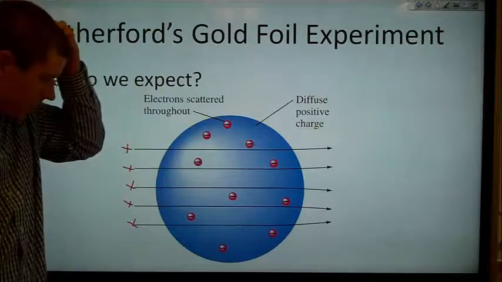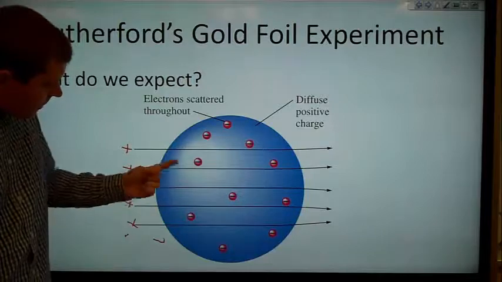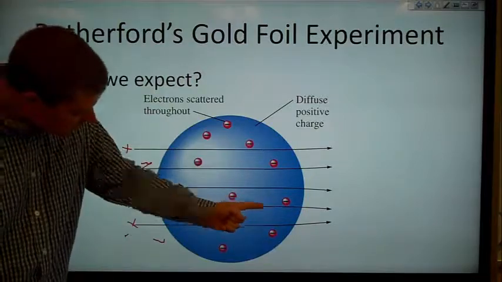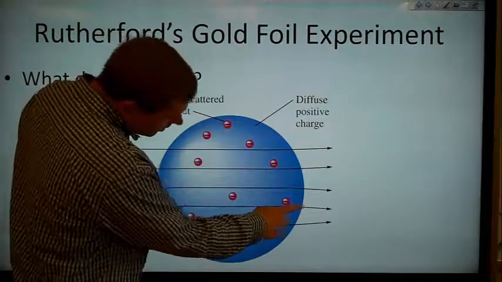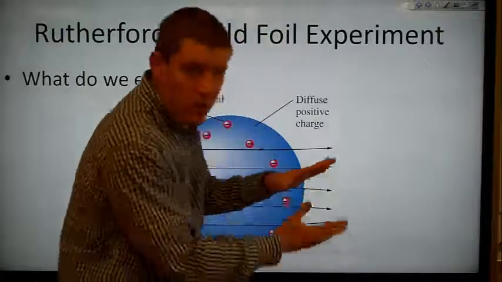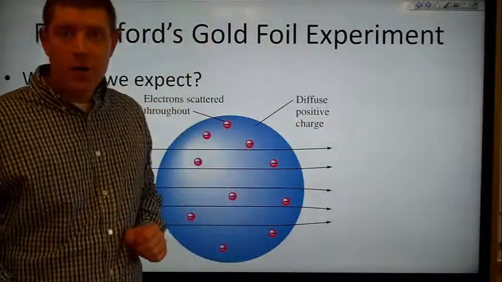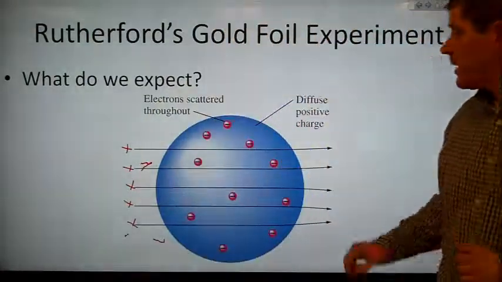The only real difference is if we pass through only at the edge, or if we get very close to one of the electrons. So maybe we'll come out with a slight angle here, but most of them will go straight through with just a little bit of spreading. That's what he expected. Now, that is not, in fact, what he saw.